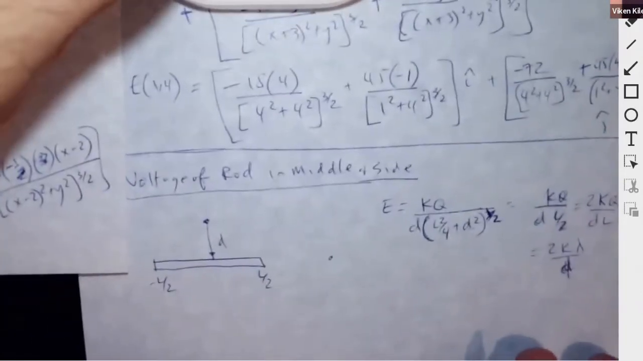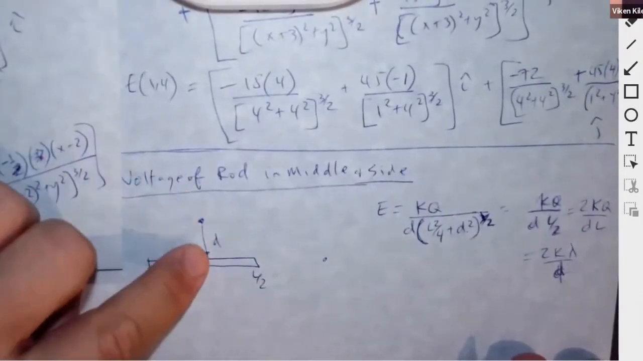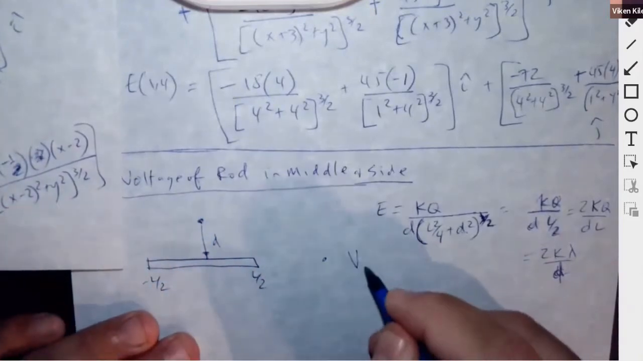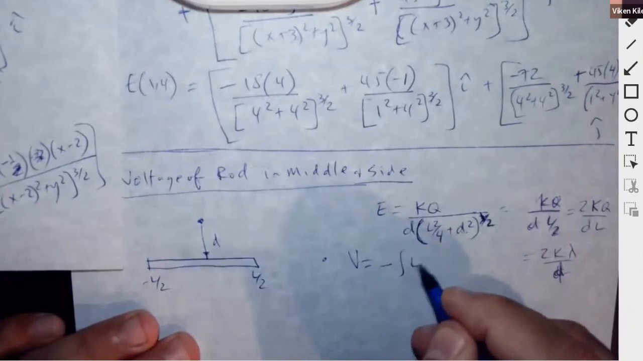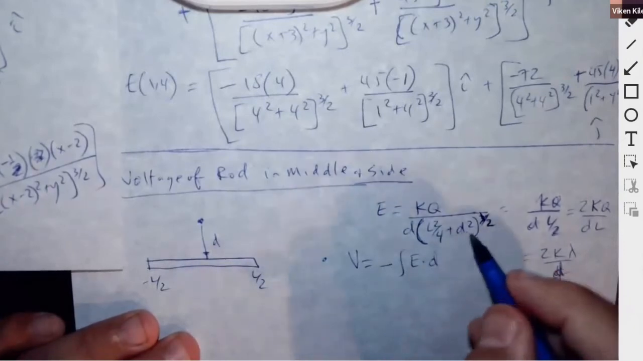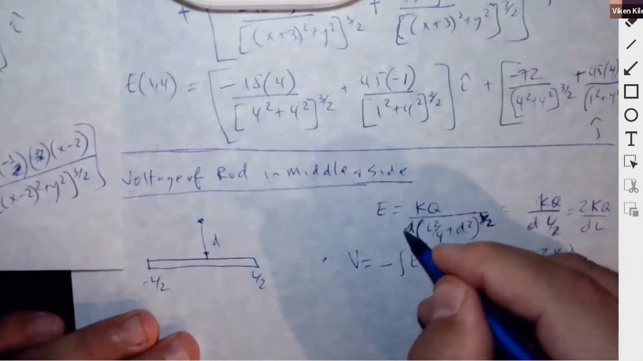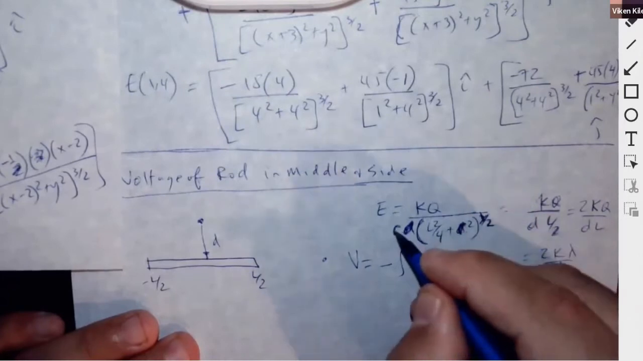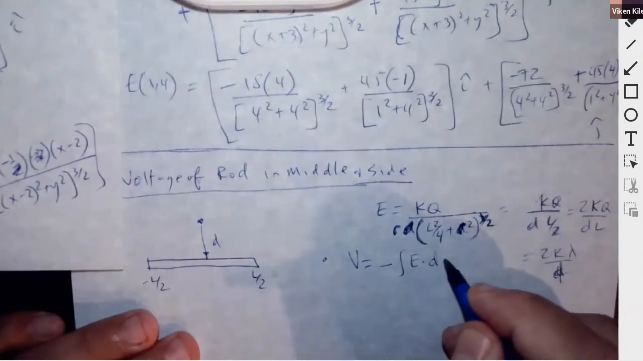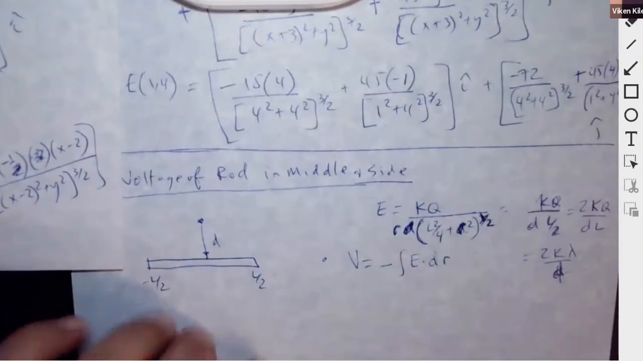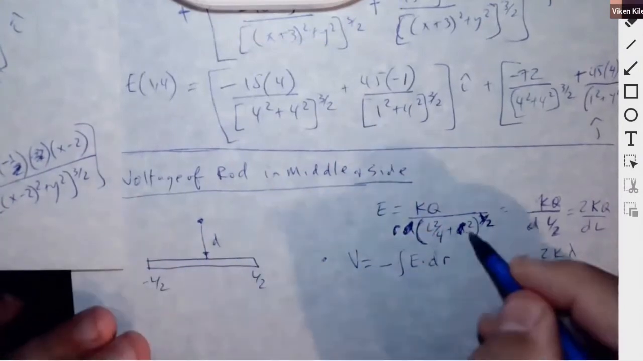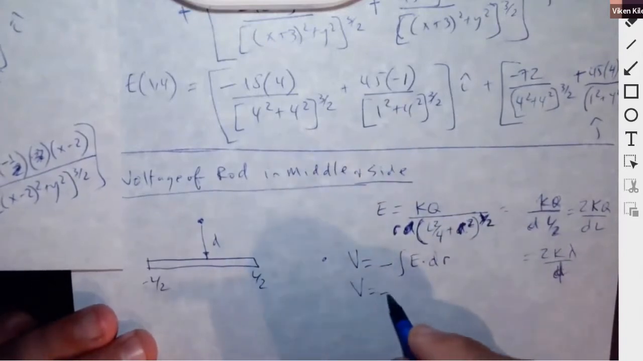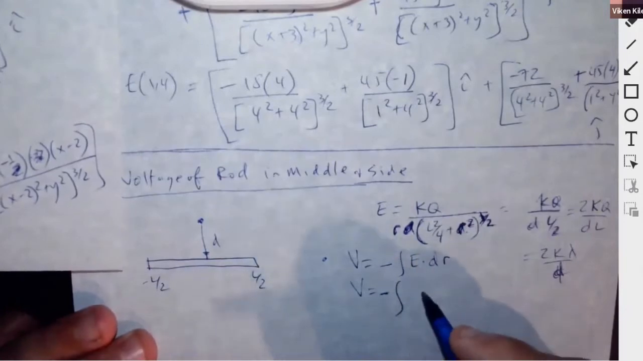If I want to get an equation for voltage for the rod in the middle, then I would just take the negative integral of that. Negative integral E. Well, let's call this distance R, because it gets confusing. So let's say negative integral E dr. So then I would take the integral of that. Ew, that's kind of nasty. So it's not something that you would probably do.